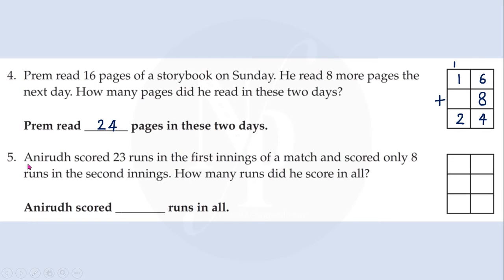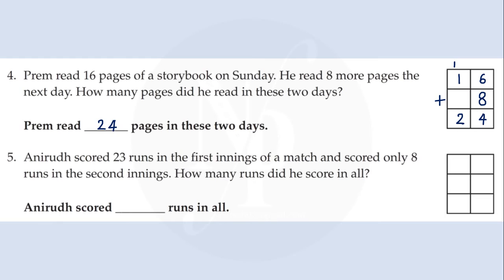Question number 5. Anirudh scored 23 runs in the first innings of a match and scored only 8 runs in the second innings. How many runs did he score in all? So Anirudh is a cricket player and he scored 23 runs in the first innings of the match and scored only 8 runs in the second innings. We have to find the total number of runs scored by Anirudh in that cricket match.